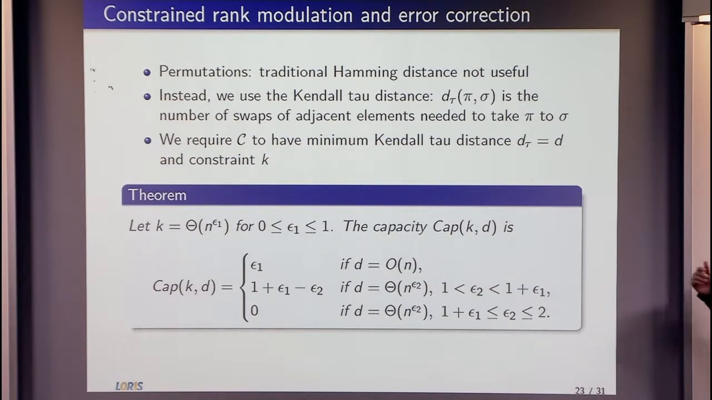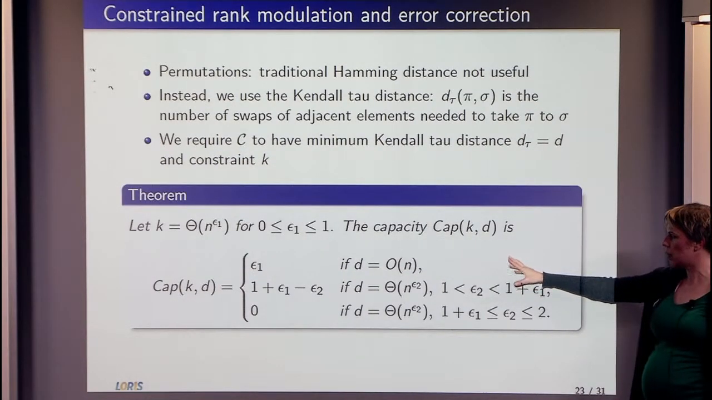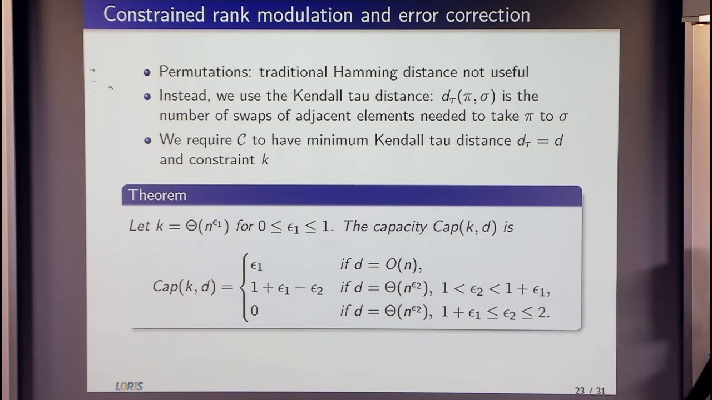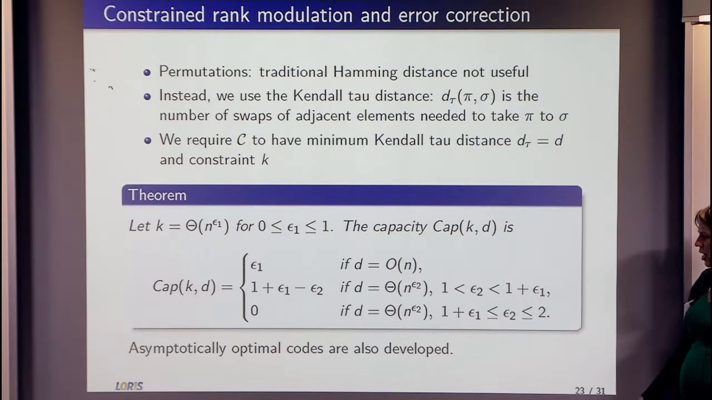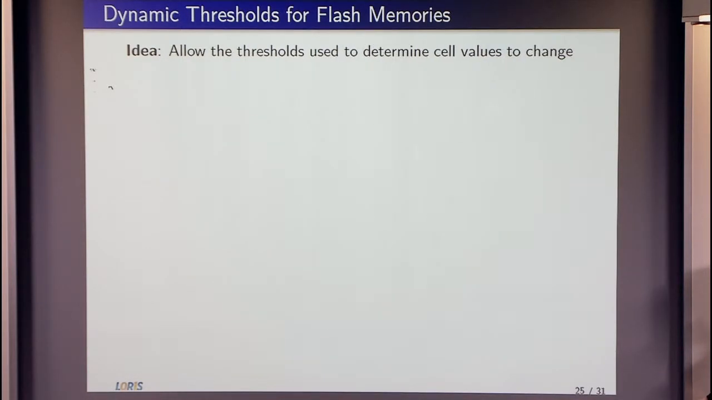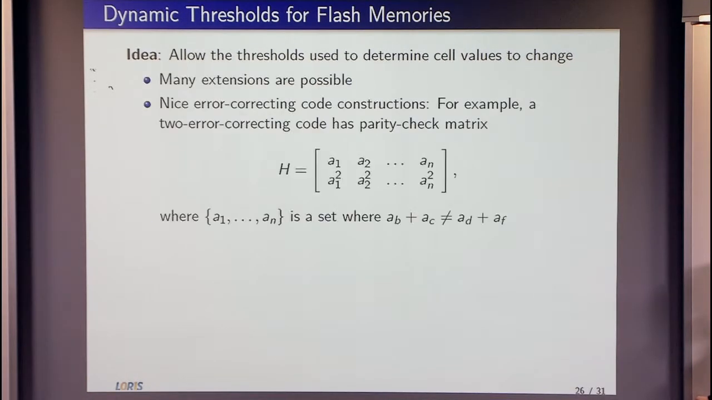We have also introduced new codes that fall in the class of constrained permutations and offer error correction capability. We have capacity results and also asymptotically optimal codes for that. I'm going to skip this topic because I'm out of time, and I'll just show you one more plot.